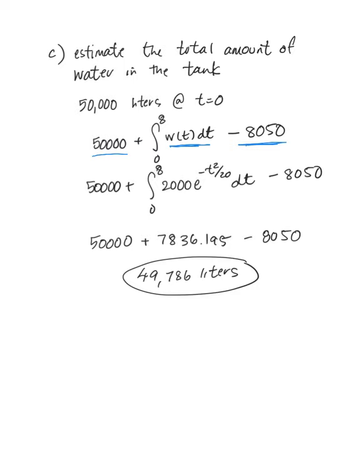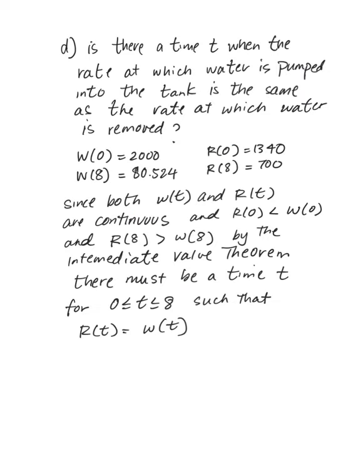And so using the calculator to integrate from 0 to 8 of this 2,000 e to the negative t squared over 20 dt, that gives us 7,836.195. Adding that to the 50,000, subtracting the 8,050 and to the nearest liter, that gives us 49,786 liters.